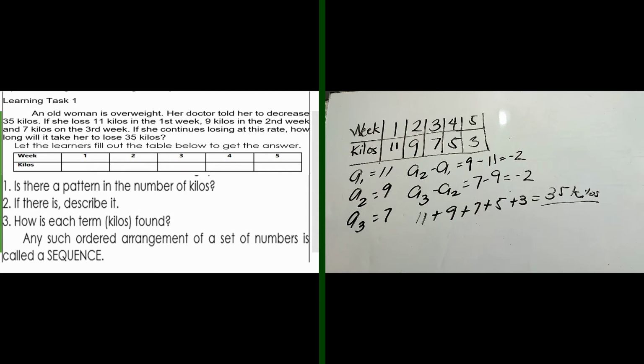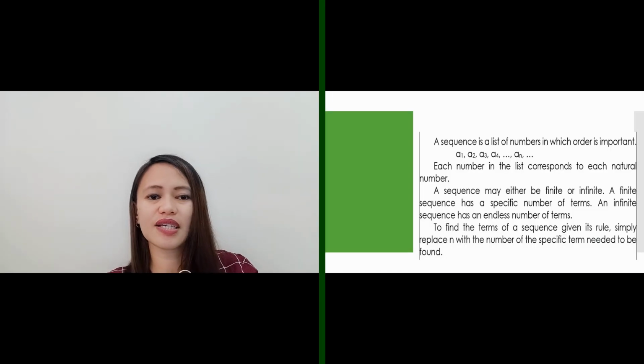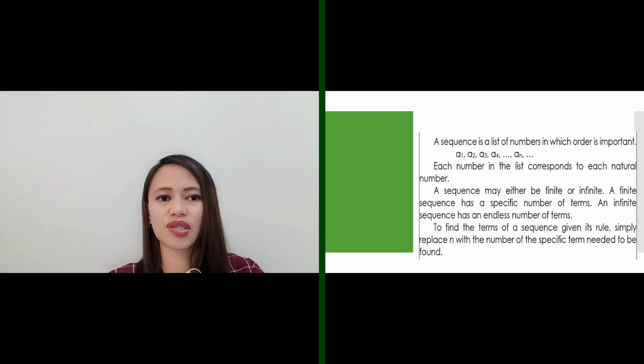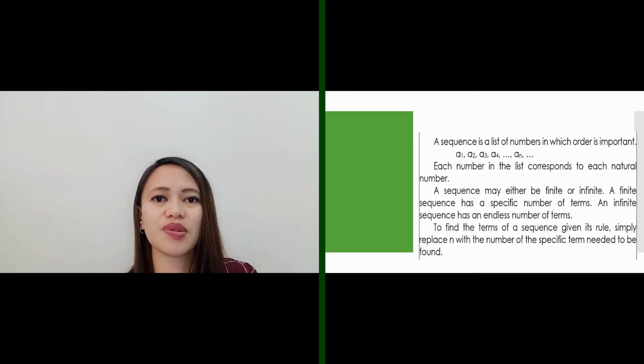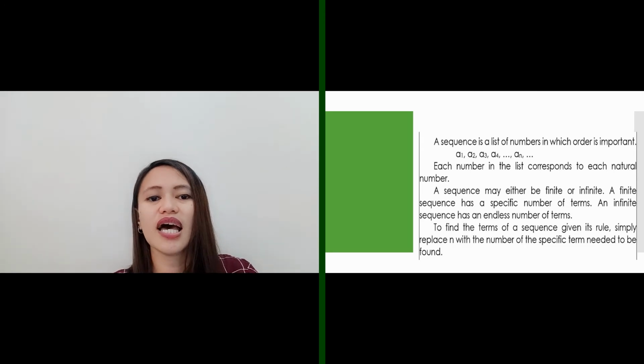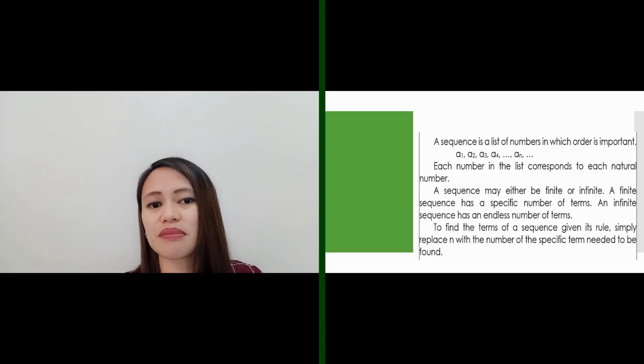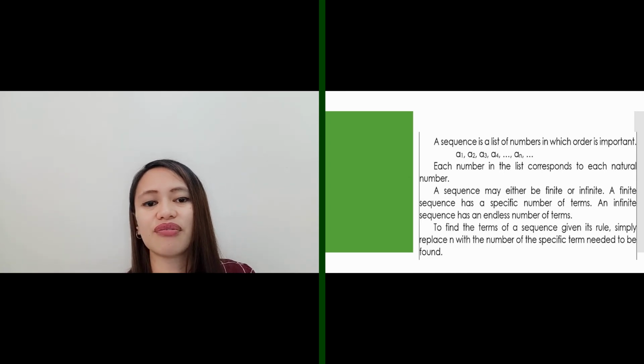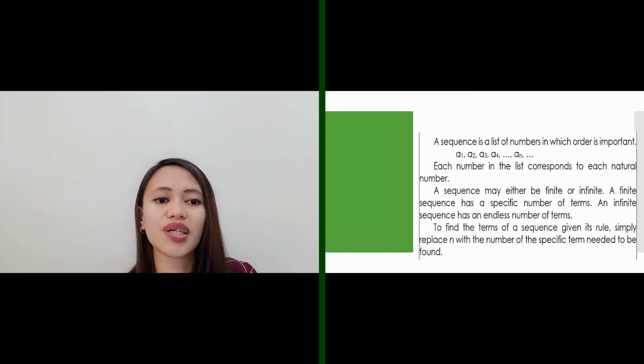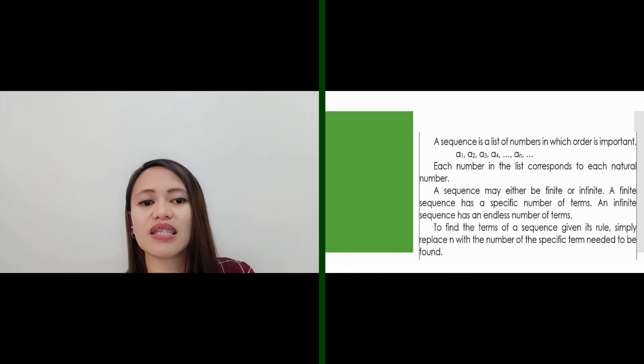Okay. A sequence is a list of numbers in which order is important. That's why we have a sub 1, a sub 2, a sub 3, a sub 4, and so on, until we come up with a sub n. Each number in the list corresponds to each natural number. A sequence may either be finite or infinite, as I mentioned a while ago. A finite sequence has a specific number of terms. An infinite sequence has an endless number of terms.